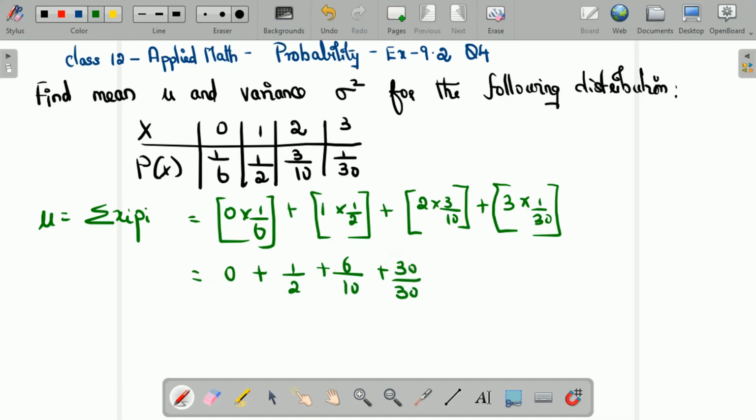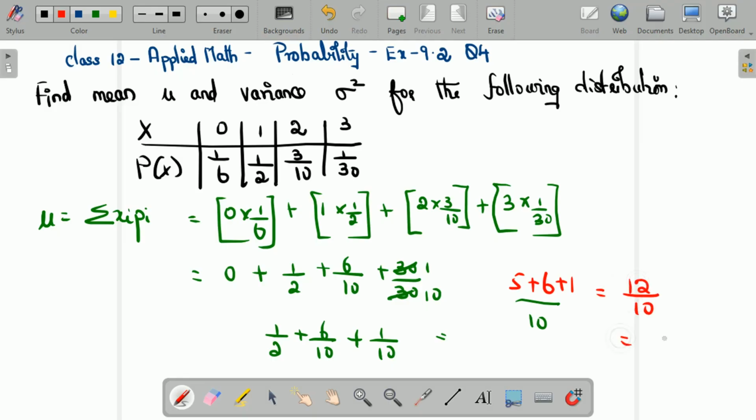So now I'm going to simplify. Sorry, 3 by 30 is 1 by 10. So this is going to be 1 by 2 plus 6 by 10 plus 1 by 10. So if you take LCM, the LCM is going to be equal to 10. So you cross multiply. This is going to be 5, this is going to be 6 plus 1. So this is 12 divided by 10, which means it is equal to 1.2. So mu is equal to 1.2.